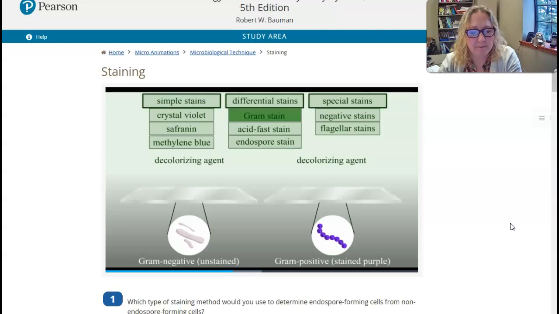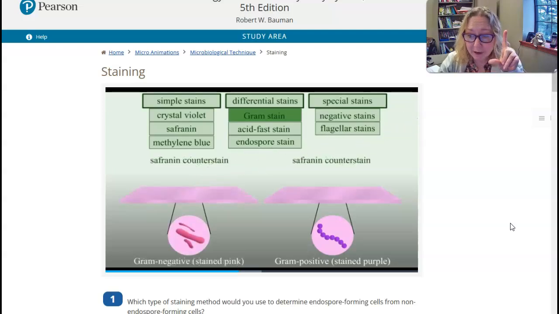Did you see that right there? Our gram-negative is now unstained. But you're not going to be able to see that thing, so we're putting some pink in there. Now you're going to be able to see it under the microscope.